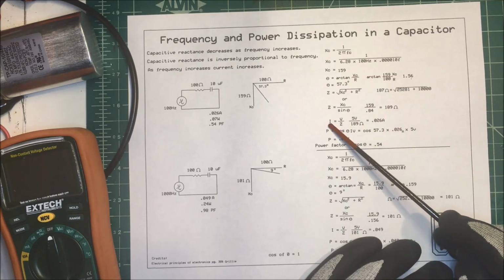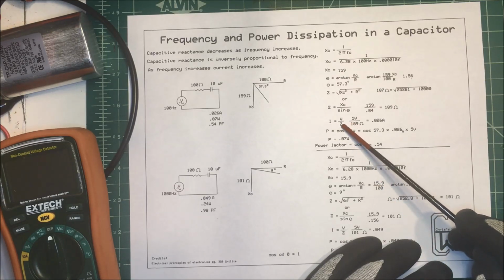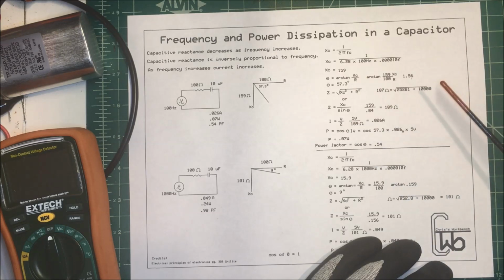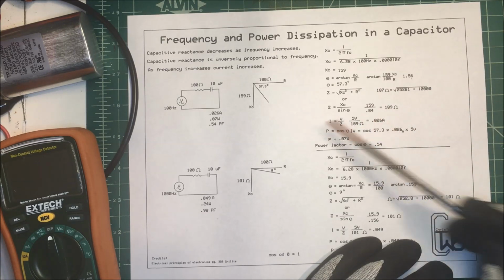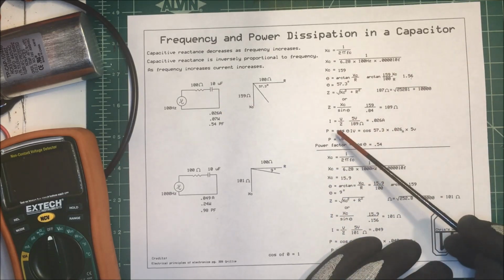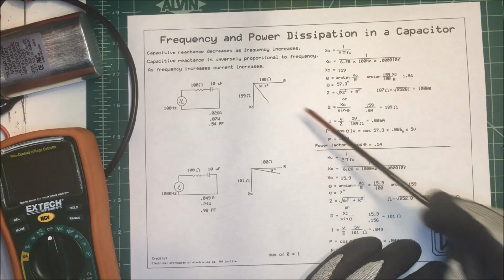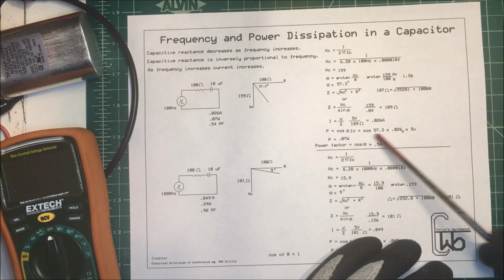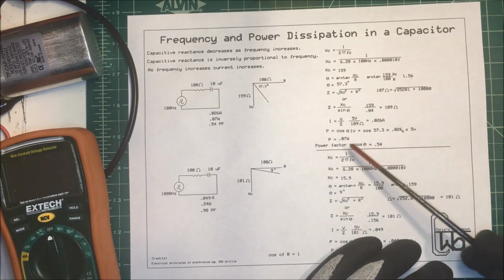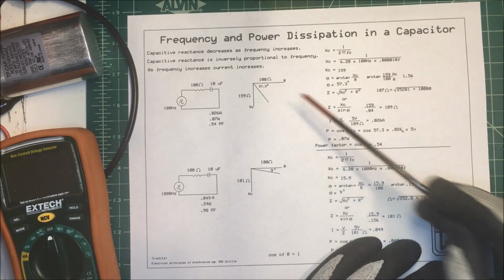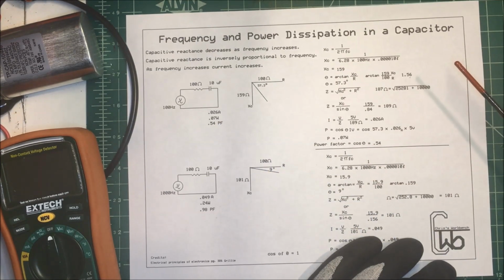To find our current, we just take the voltage and we divide that by our impedance, and so that comes out to 0.026 amps. To find our power, it's just the cosine of the angle times the current times the voltage. So if we multiply that out, it's 0.07 watts. And the power factor is just the cosine of this angle. So that's going to be 0.54.